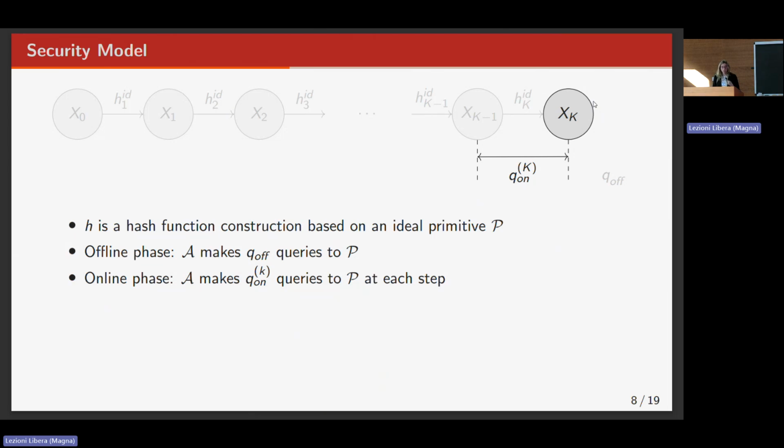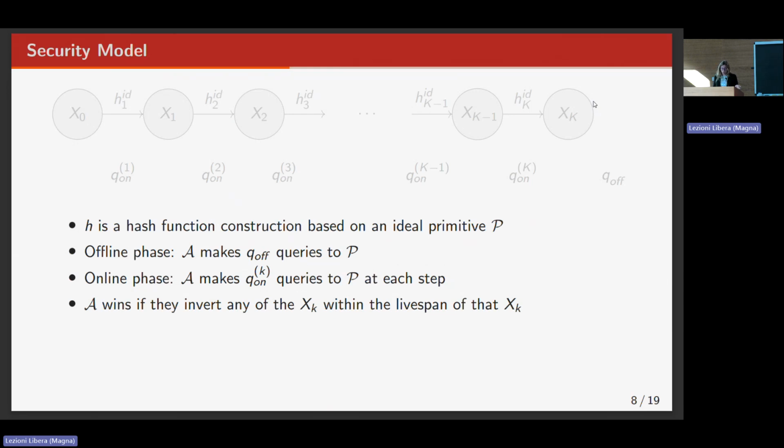And if during those queries, the adversary did not manage to find a preimage of xk, we go 1 point backward in the chain. We give xk minus 1, and this time the adversary needs to invert xk minus 1. And again, it has a limited amount of queries, and so on, and so on. And the adversary wins if they manage to provide a preimage of any point on the chain during their lifespan.